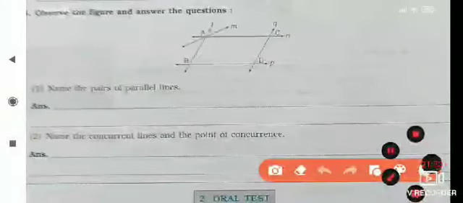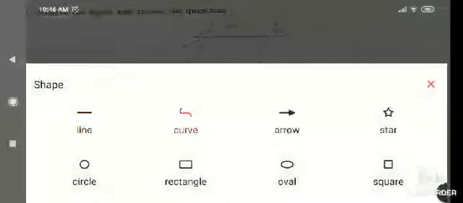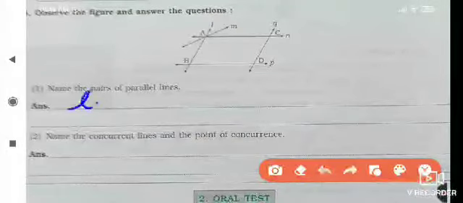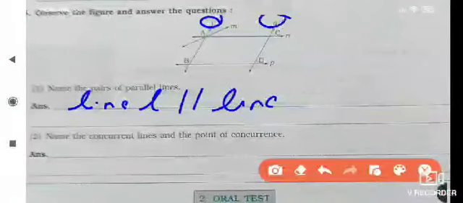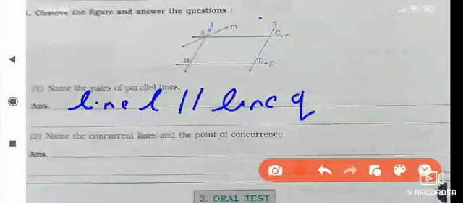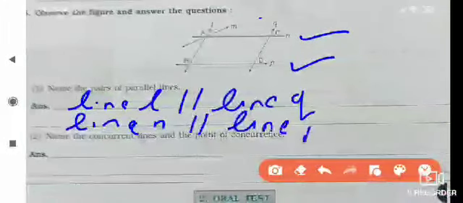So how do we write the names of the parallel lines? Here we will write: line L is parallel to line Q. This is line L and this is line Q, they are parallel to each other. And in the second, horizontally, line N is parallel to line P. So write: line N is parallel to line P.